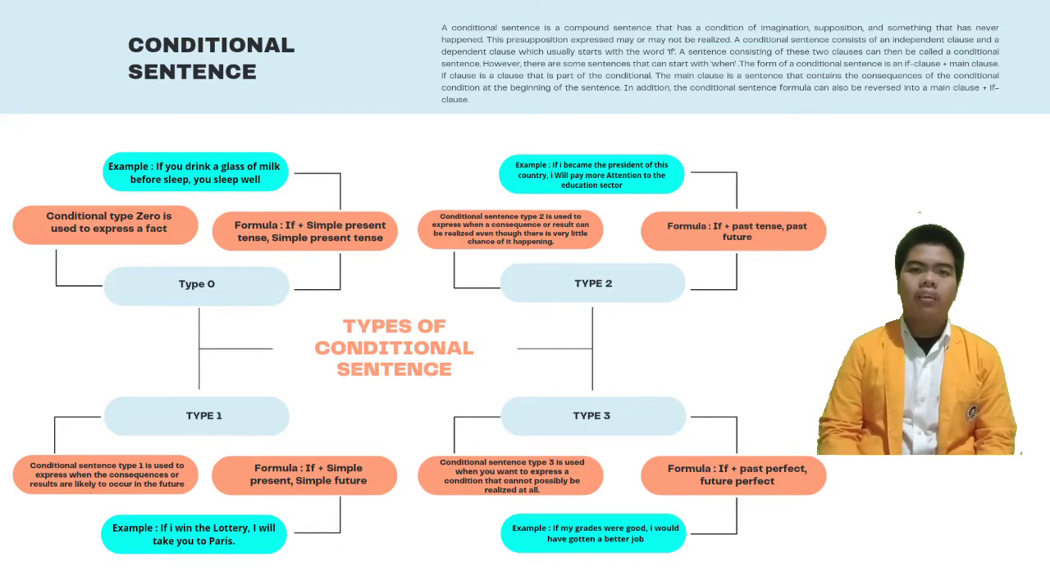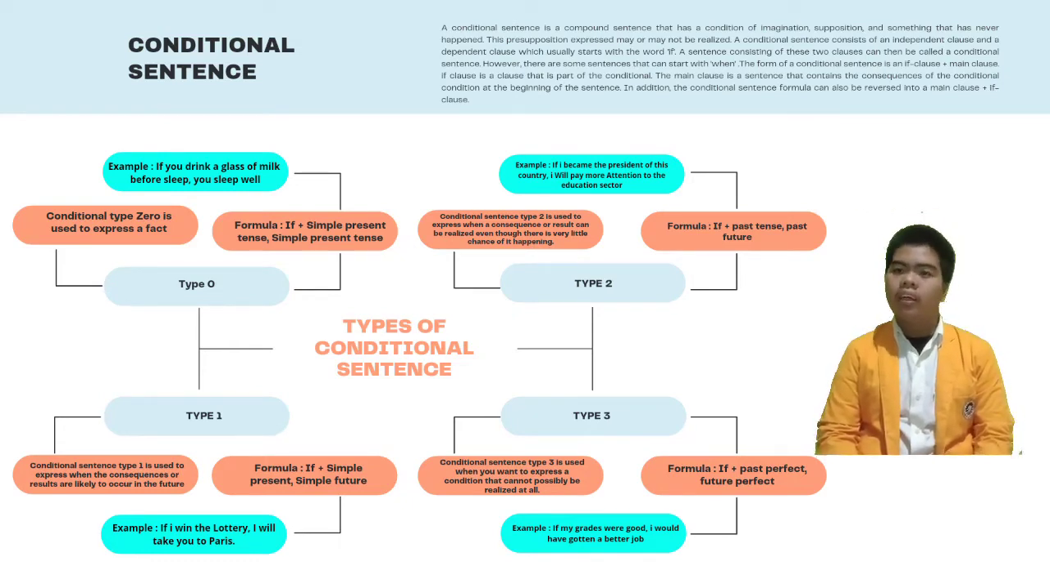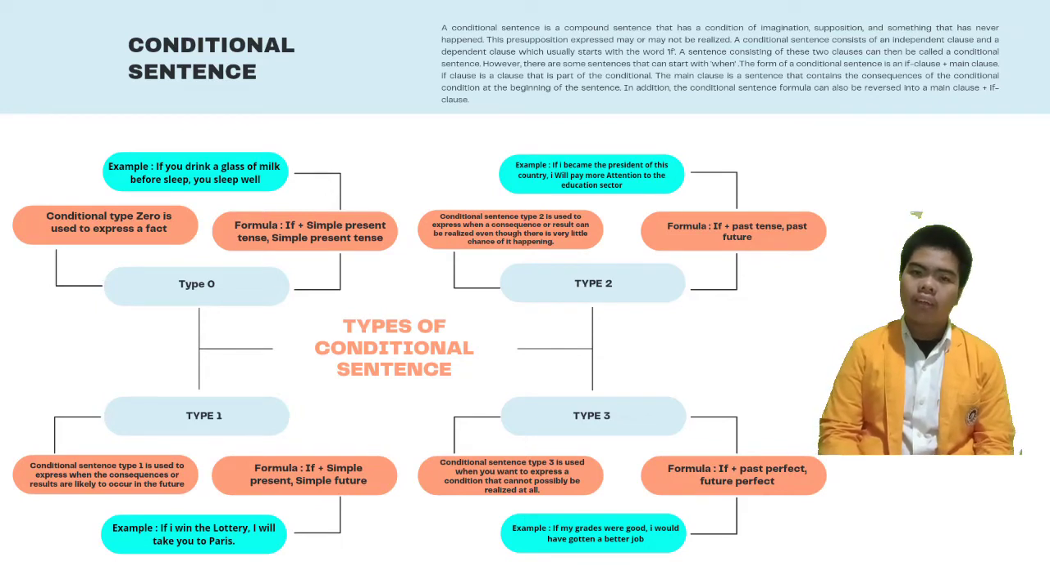The example sentence from conditional type 1 is: if I win the lottery, I will take you to Paris. The example sentence is correct because it is based on the conditional type 1 formula, namely if, and I win the lottery is simple present, and I will take you to Paris is simple future.